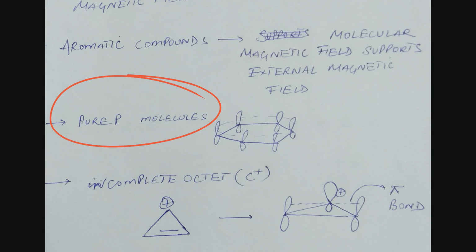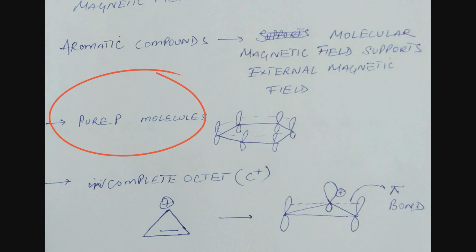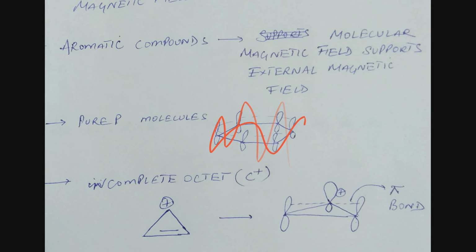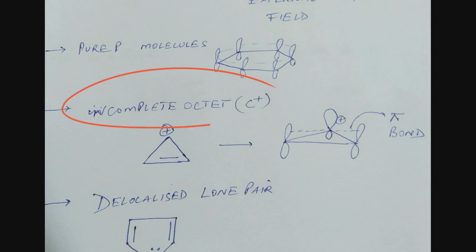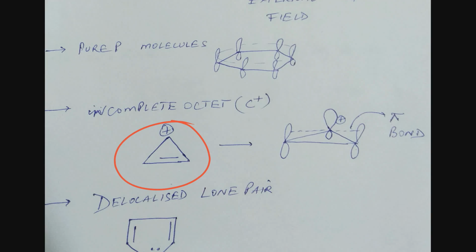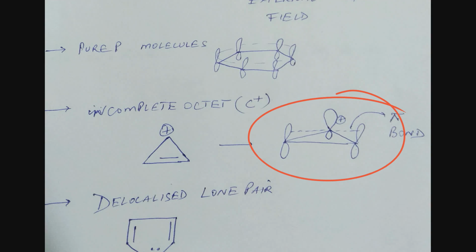First is pure p molecules, meaning if a molecule is planar and it has perpendicular pure p, it may be an aromatic compound. Second is incomplete octet. For example, look at this molecule. This is definitely an aromatic compound, because if we see this molecule from a different angle, we can see that there are perpendicular pure p's and there is a pi bond.